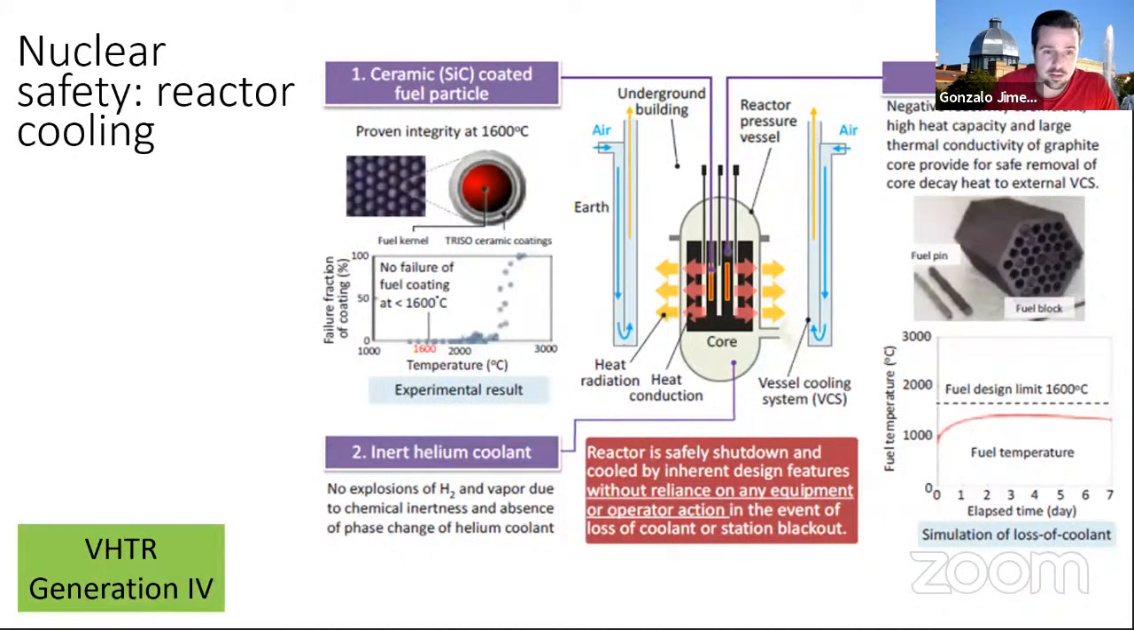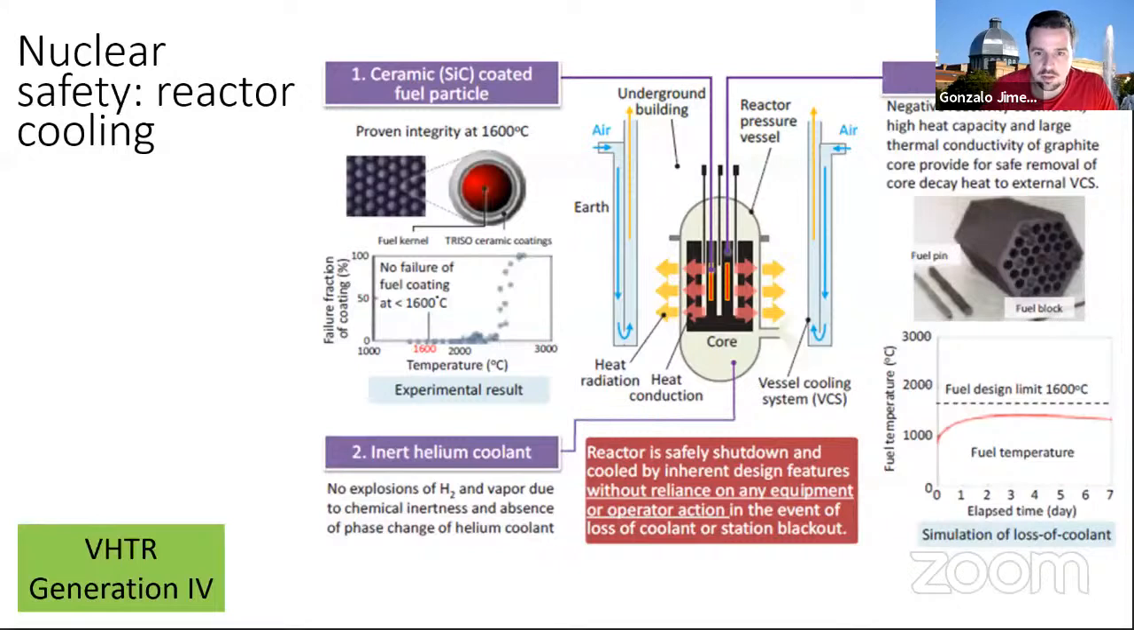And talking about generation 4, we have a more advanced approach, one in which we have a fuel that is designed to be cooled basically by radiation and convection with air, without having any special system to do it. It means that in this very high temperature reactor, in case we have a loss of coolant, we don't have to do anything special, but just stop the nuclear fission.